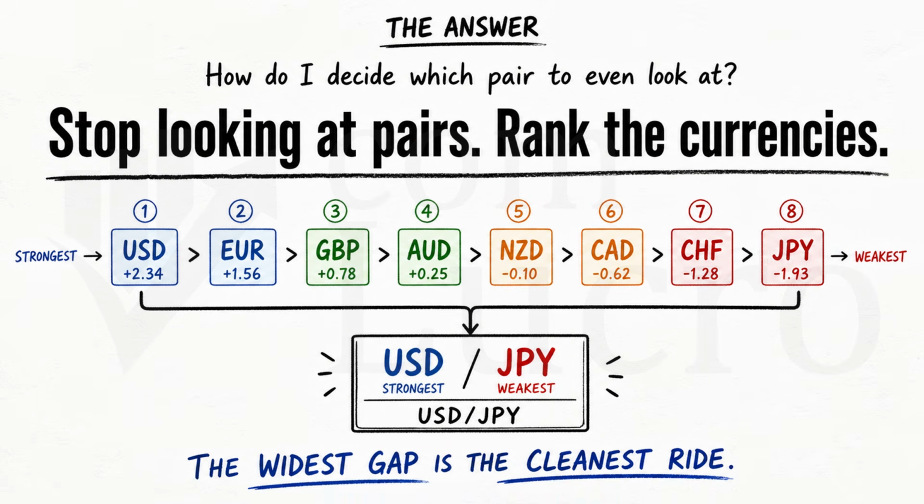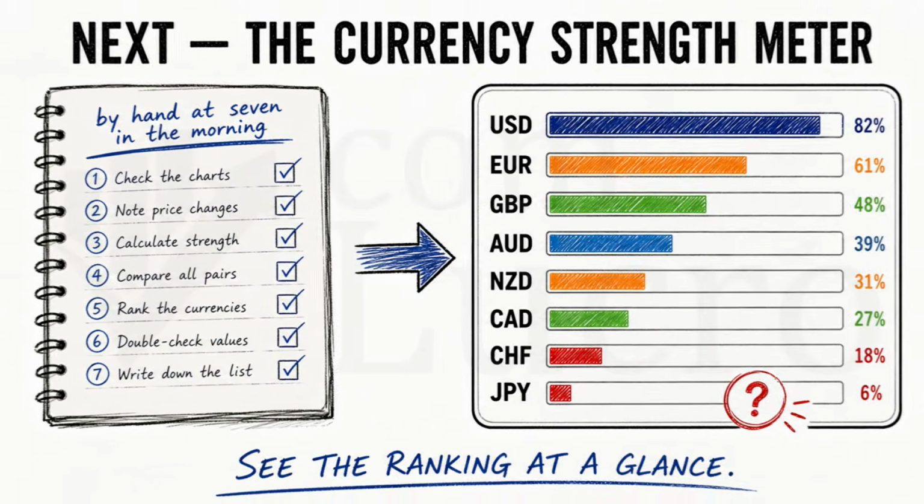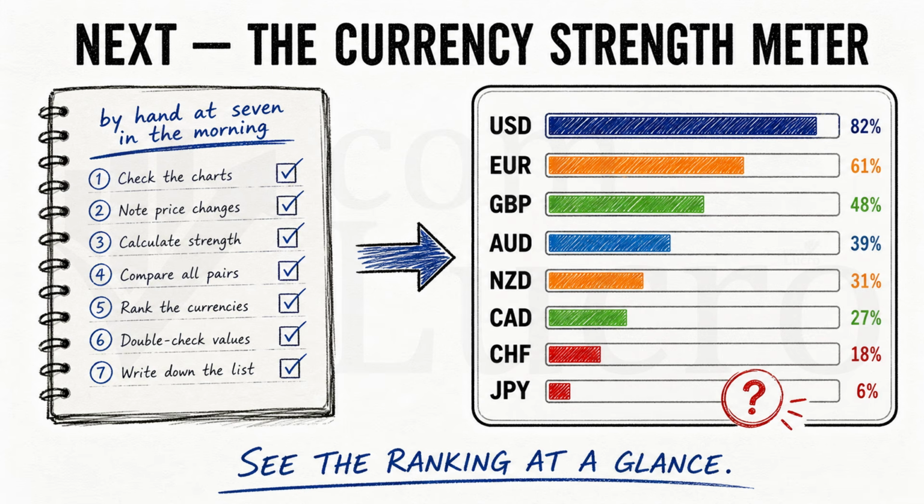So how do you decide which pair to even look at? You stop looking at pairs. You rank the currencies, you take the strongest and the weakest, and you let that combination name the chart for you. Because a pair only moves when one side clearly beats the other, and the widest gap is always the cleanest ride.